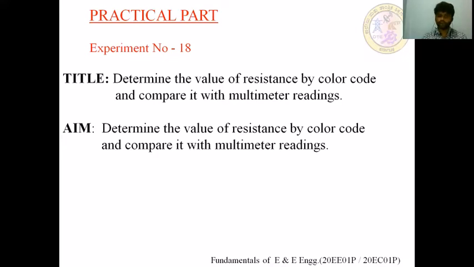First we will get some value. Later the same resistor is connected with the multimeter. We have to take the reading, the value from the multimeter. Then we have to compare both the value which is coming from the color code and also the value coming from the multimeter readings, whether it is the same or differs. This is actually the experiment.